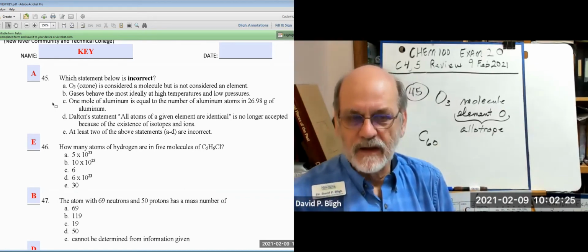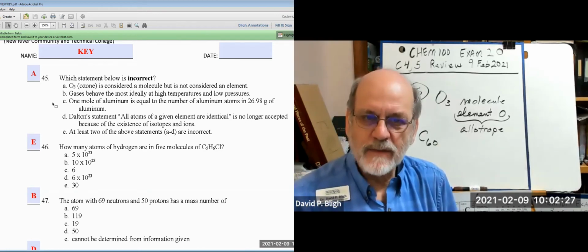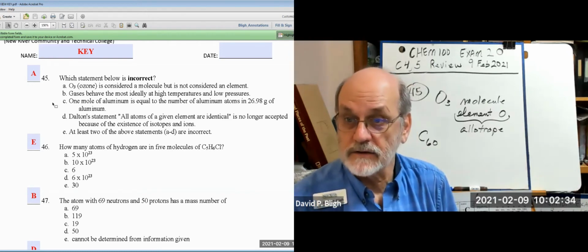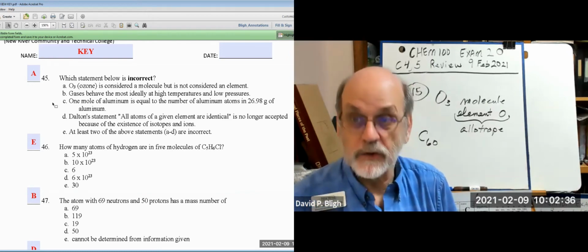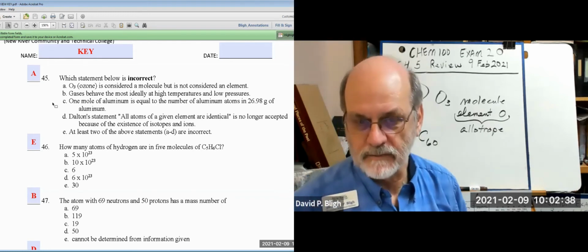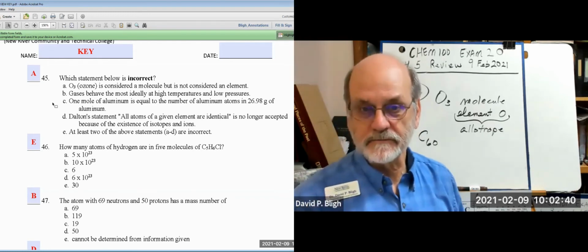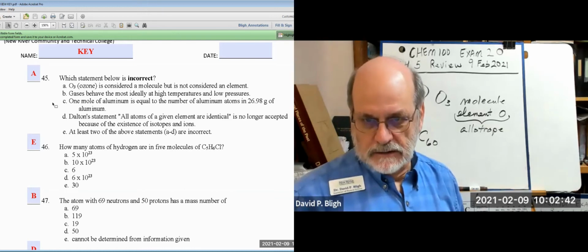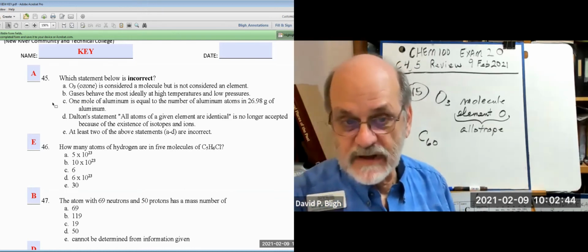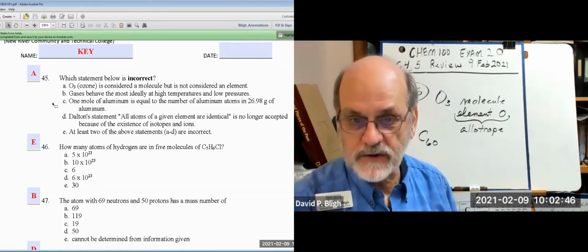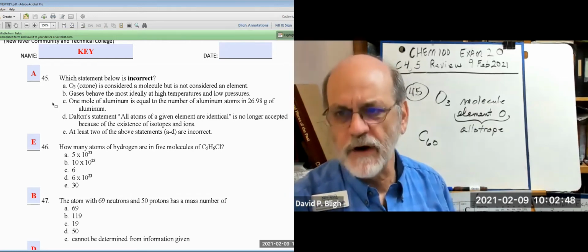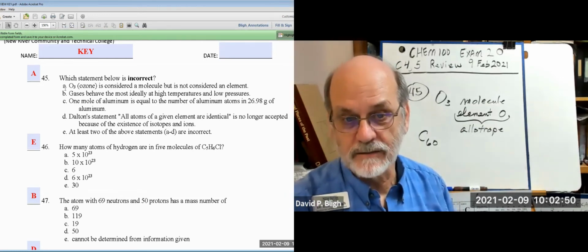How about D? Dalton's statement, all atoms of a given element are identical, is no longer accepted because of the existence of isotopes and ions. That's true. They're not identical anymore. And that statement in Dalton's theory is not accepted because of that. So that means there's only one false one in the whole group. That's A.